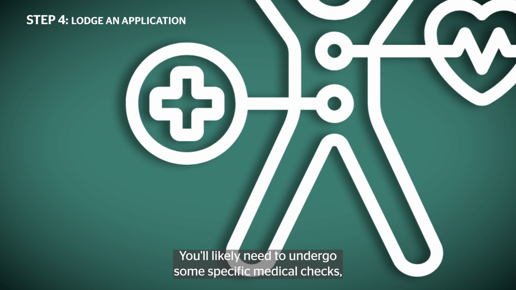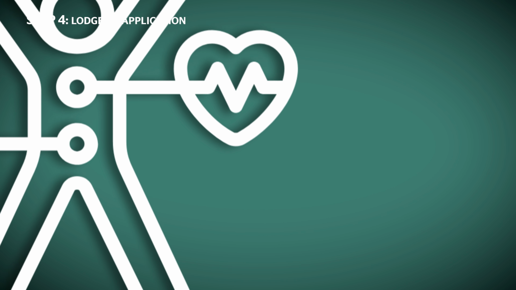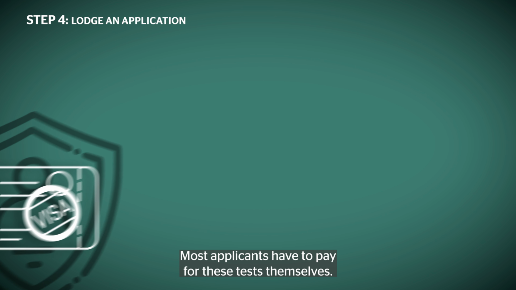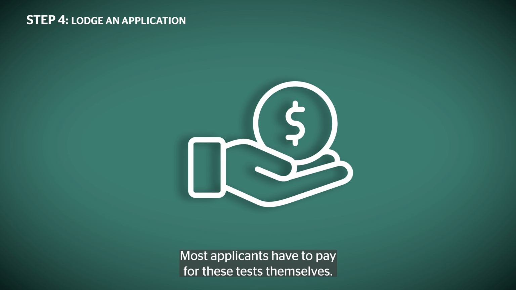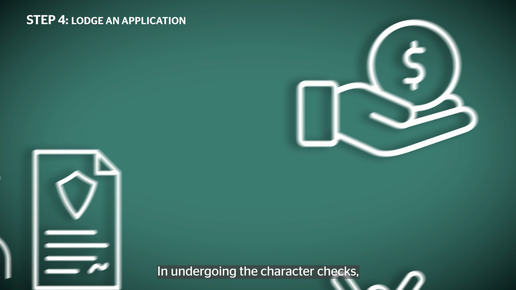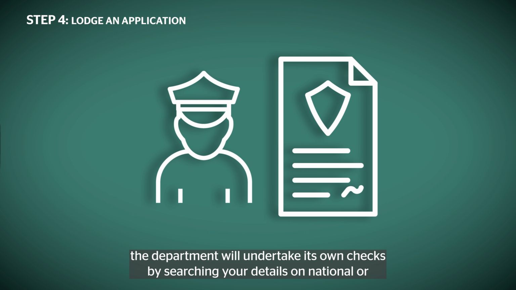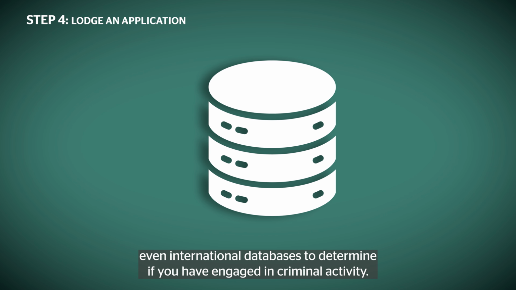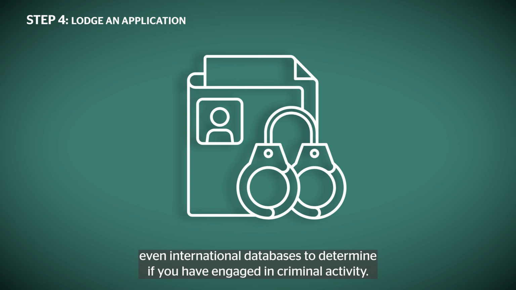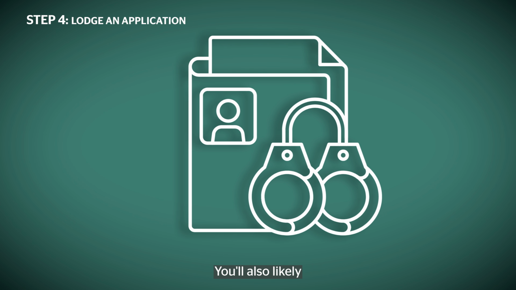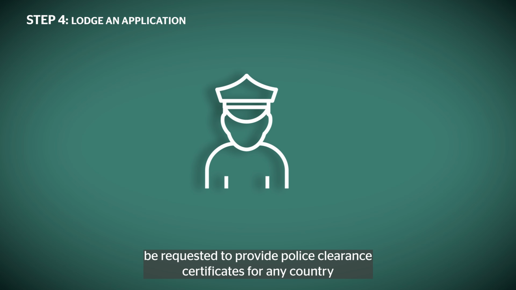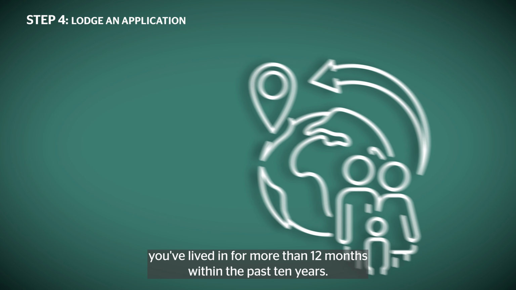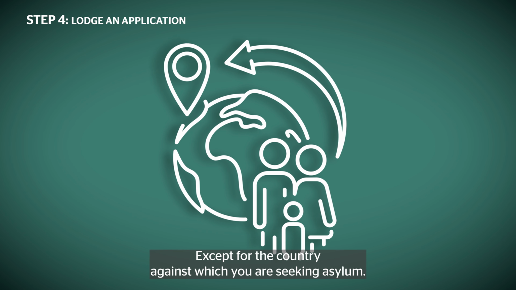You'll likely need to undergo some specific medical checks, but you can't be refused a protection visa if you have a health condition. Most applicants have to pay for these tests themselves. In undergoing the character checks, the department will undertake its own checks by searching your details on national or even international databases to determine if you have engaged in criminal activity. You'll also likely be requested to provide police clearance certificates for any country you've lived in for more than 12 months within the past 10 years, except for the country against which you are seeking asylum.